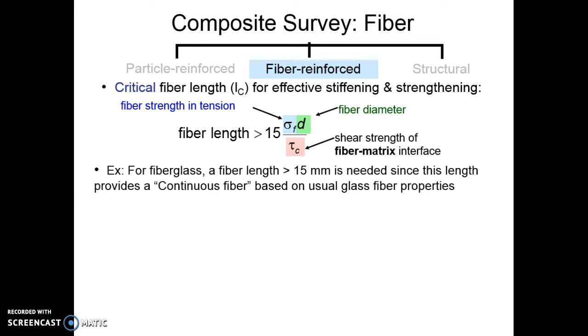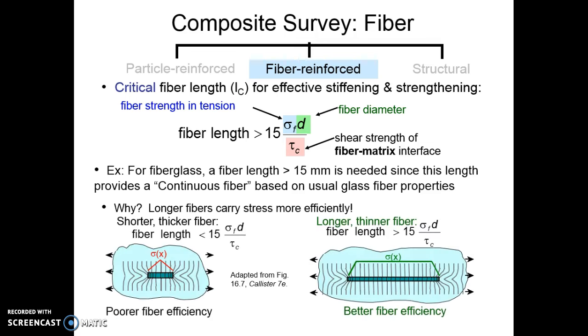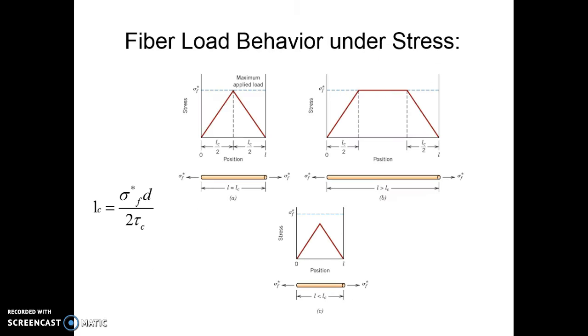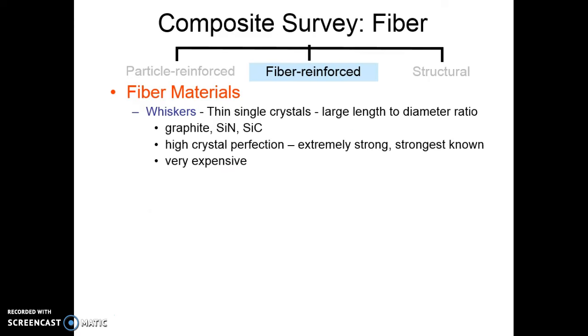For fiberglass, fiber length should be greater than 15 mm. If it is less than that, we call them shorter thicker fibers, and for longer thicker fibers, the length should be greater than 15 times sigma_f d divided by the shear strength of the fiber-matrix interface. This is the load distribution that you find for a critical loading.